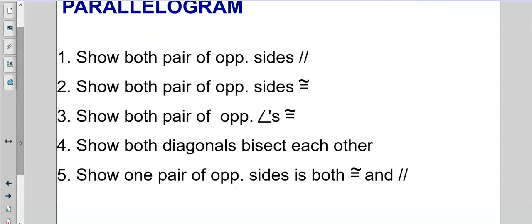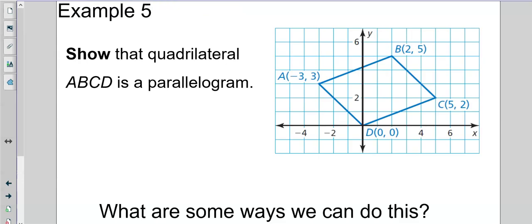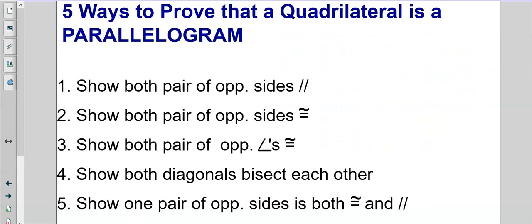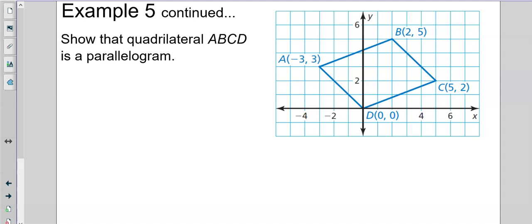Show that one pair of opposite sides is both parallel and congruent. So if we showed that these two sides were congruent and parallel, or if we showed these two, oh, that doesn't work, does it? We showed that these two were parallel and congruent, that would prove the parallelogram. So there's a lot of different ways to do it. Different work required for each one, but it's kind of like your choice.